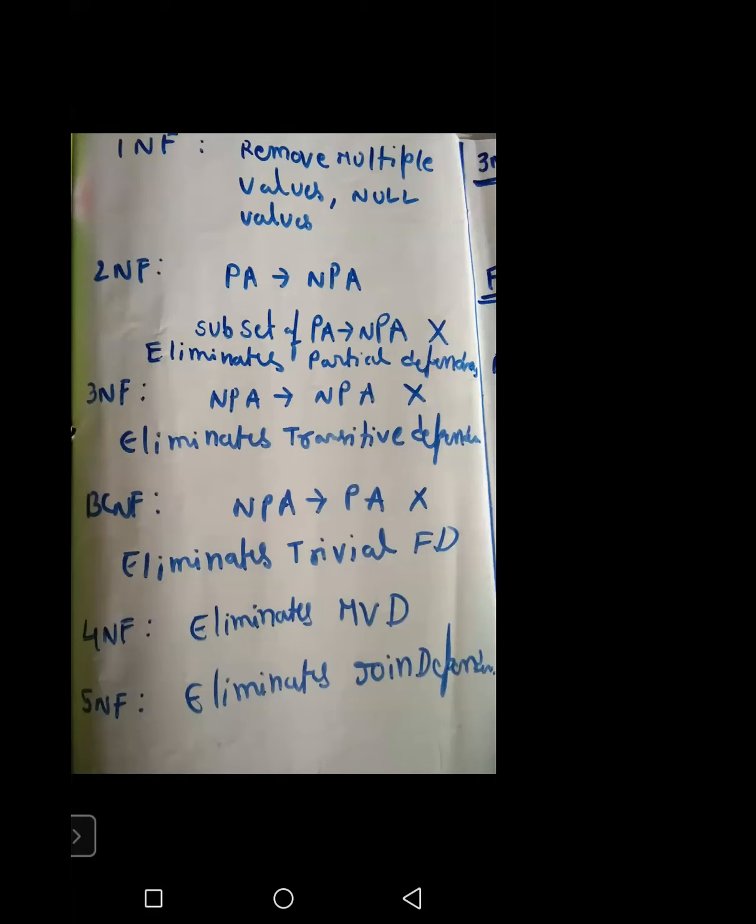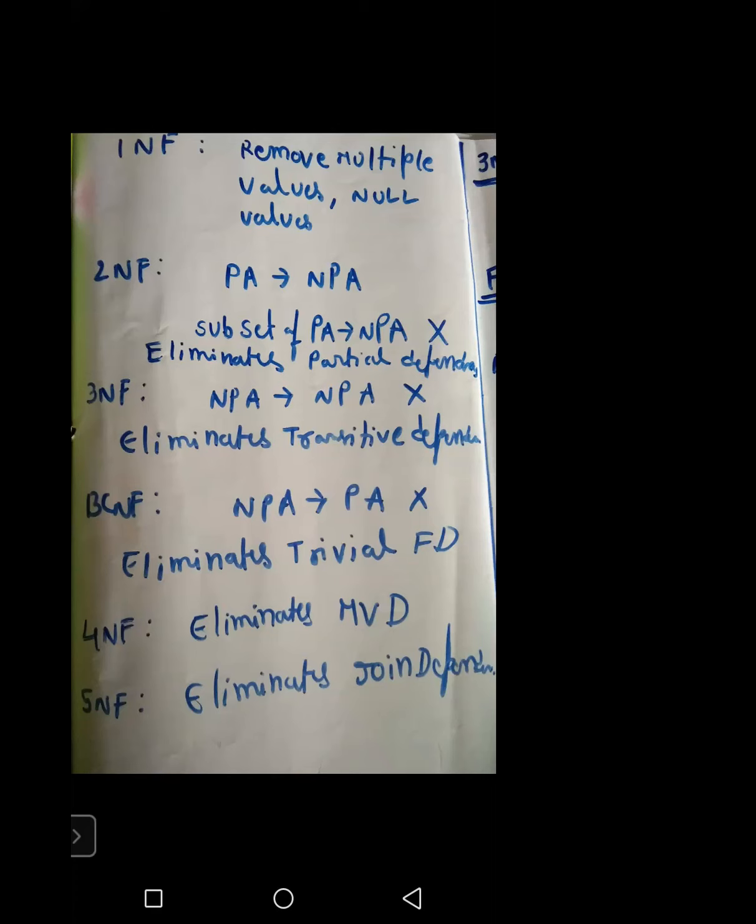And another one is BCNF. It is the higher version of third normal form. This can also be referred to as 3.5 normal form. Okay, so up to now we have seen a prime attribute determining a non-prime attribute, and maybe a non-prime attribute determining a non-prime attribute. Now one non-prime attribute determines the prime attribute, that is, one non-prime attribute determines the key or a subset of the key. That type of dependency will be referred to as a trivial functional dependency.